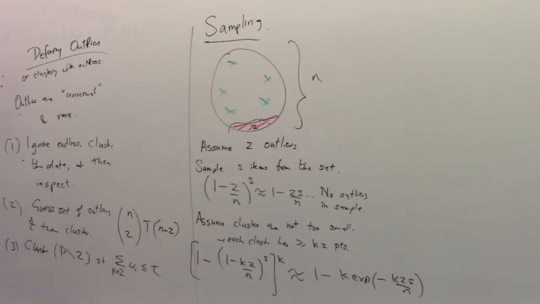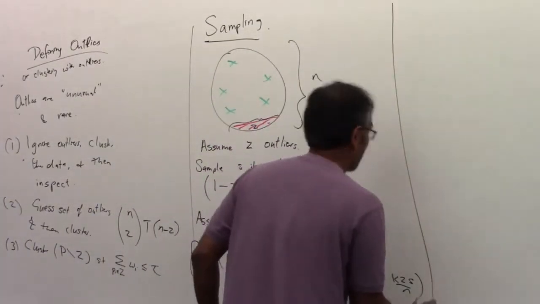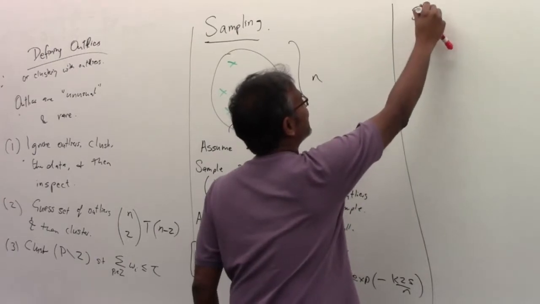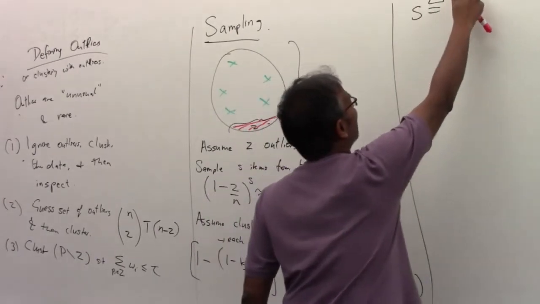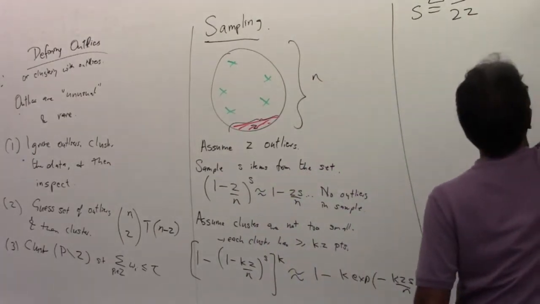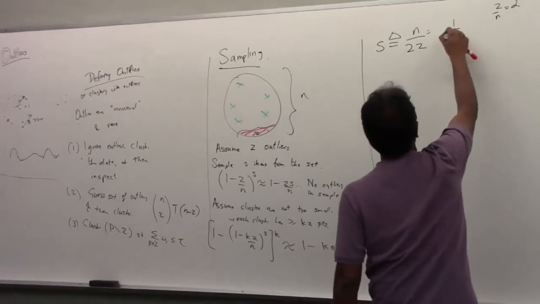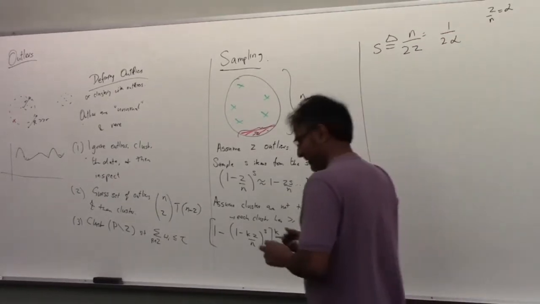So we want to choose S to make sure both these numbers are big. Okay? So here's the question. So here's the idea. Set S equal to n over 2z. And if you think of z over n equal to alpha, equal to the fraction of outliers, this is basically 1 over 2 alpha. Okay?